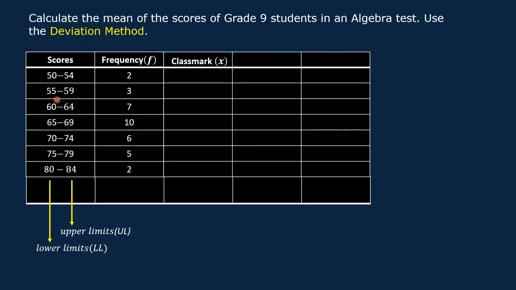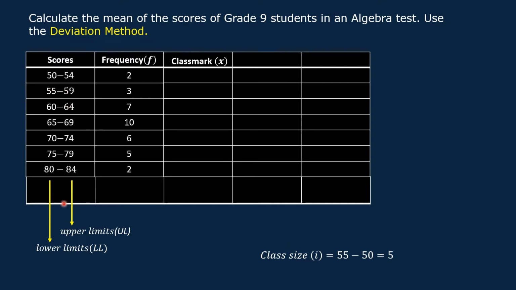Notice that the difference between any two successive lower limits is always equal to 5. For example, 55 minus 50 is 5, 60 minus 55 is 5, 70 minus 65 is 5. This difference is called class size, represented by I. So class size is equal to 55 minus 50, and 55 minus 50 is equal to 5. So the class size is equal to 5.